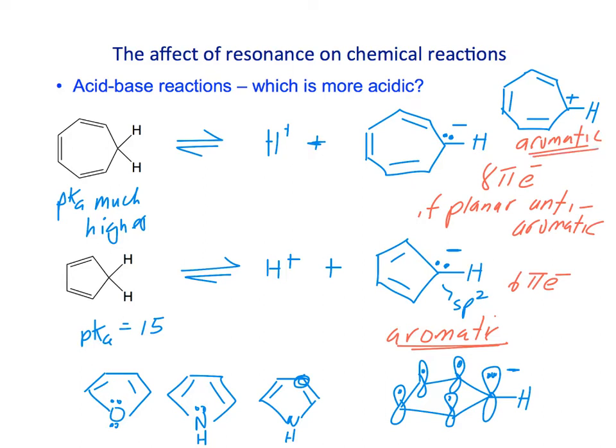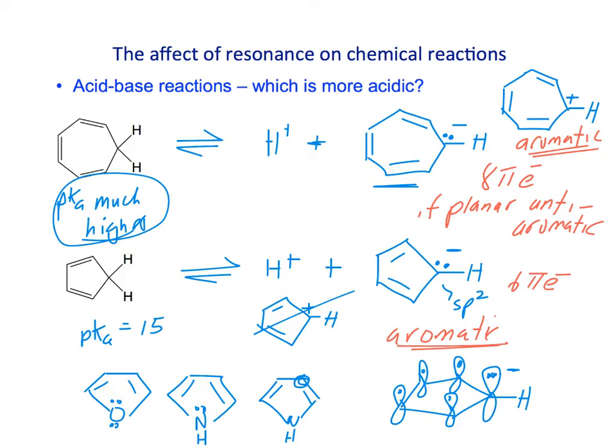Okay. What do you think about the cyclopentadienyl cation? Would that be aromatic? No, because it has 4 pi electrons. That's the wrong number, right? So this would not be aromatic, and it wouldn't form very easily, right? This one has a much higher pKa because it doesn't want to give up a proton. It doesn't want to form this species that would be anti-aromatic.